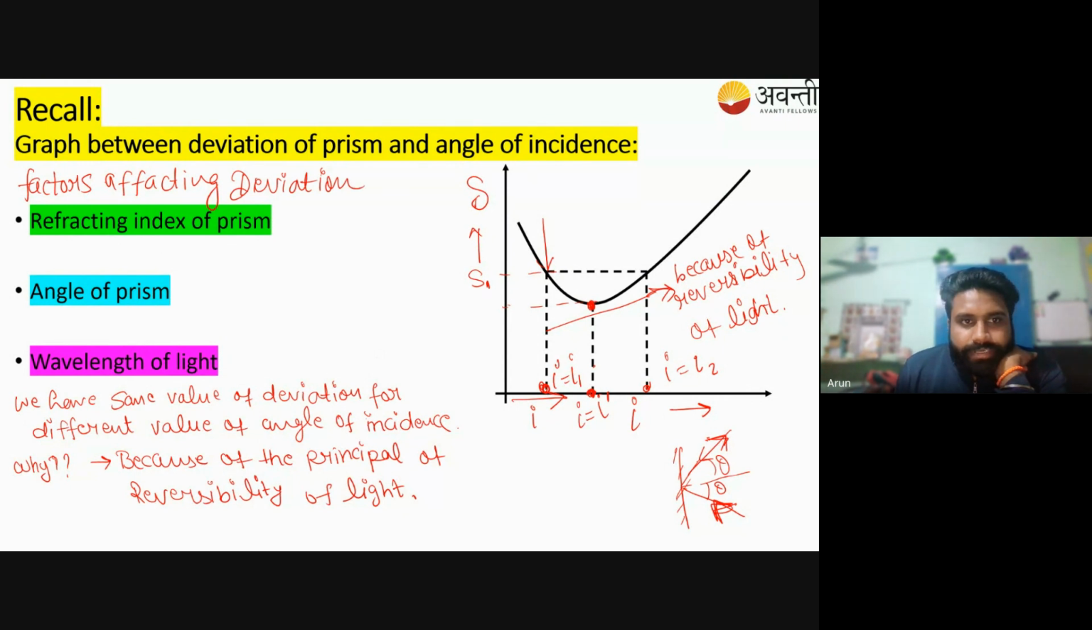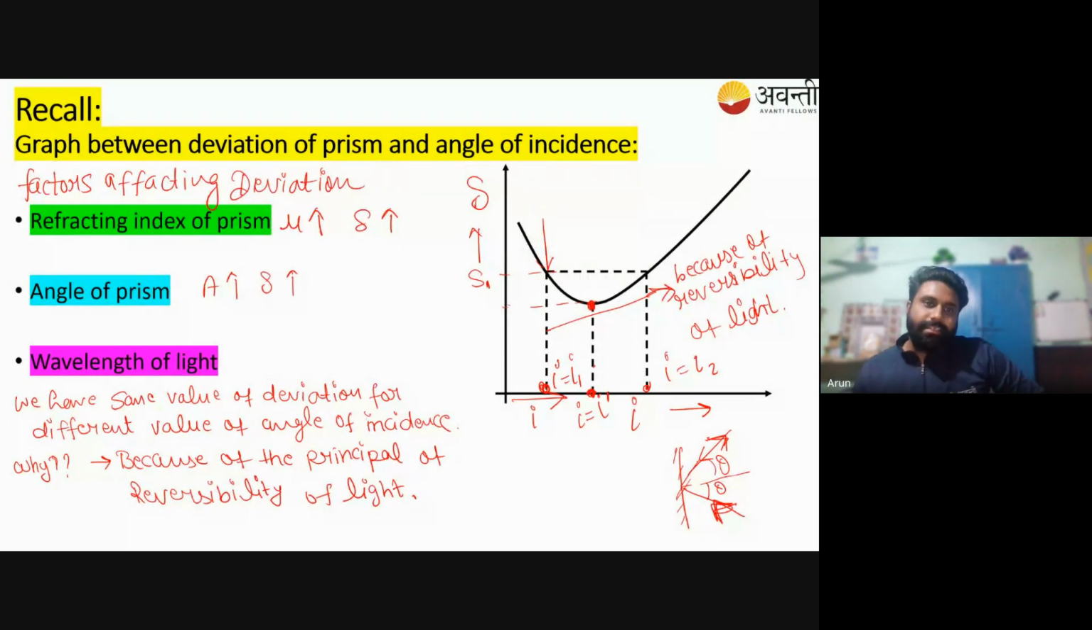So refractive index of prism means mu. If mu increases, then deviation will increase. I have told you. Angle of prism: if angle of prism increases, then deviation increases also. I have told you in earlier slides that it will increase.